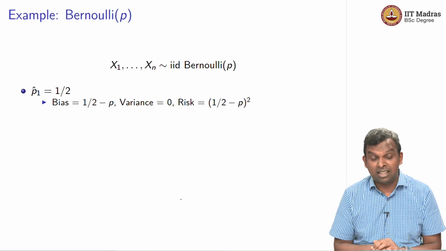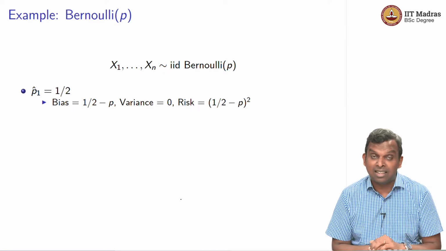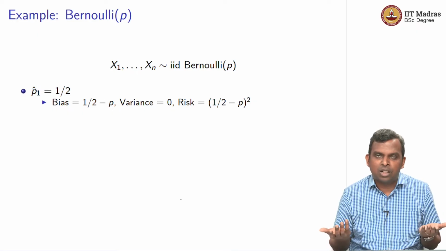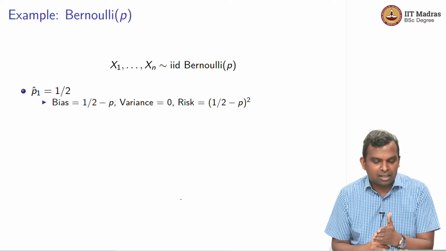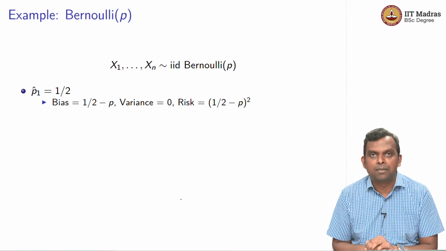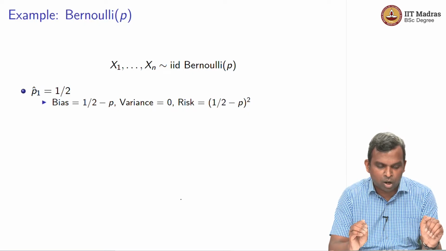Bias is very, very easy here. Theta hat minus theta, so it's half minus p. Variance is 0. Why? Because my estimator is a constant. The variance of a constant is 0. So risk simply becomes bias square, which is (half minus p) whole square. Variance is 0. Is that okay? So easy enough calculation. Make sure you understood how I got it.